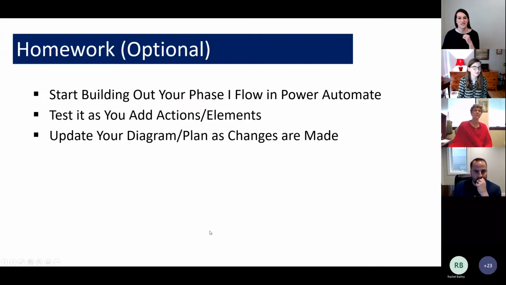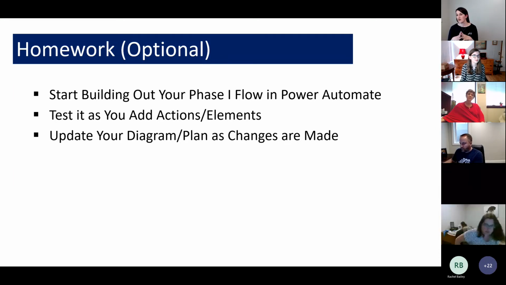While you're thinking about what your questions are, we have another optional homework assignment, which is start building your flow. So figure out what phase 1 is, figure out what the bare minimum is so that you can figure out if it works and if you can do it. And then test it as you add things and update your diagram, take notes as everything changes, and save as you go. So if you're about to make a big change to a flow, save a copy of it.